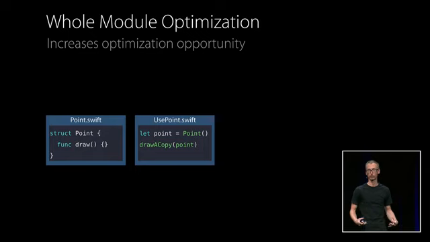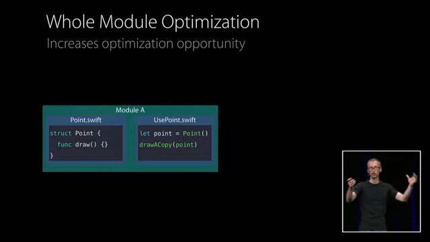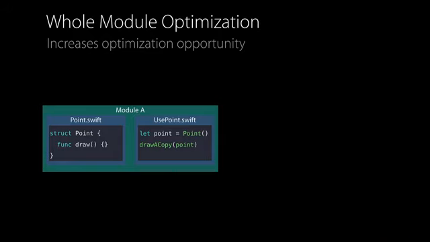Now, if we compile those two files separately, when I come to compile the file usePoint, the definition of my point is no longer available because the compiler has compiled those two files separately. However, with whole module optimization, the compiler will compile both files together as one unit and will have insight into the definition of the point file. And optimization can take place. Because this so greatly improves the optimization opportunity, we have now enabled whole module optimization by default in Xcode 8.